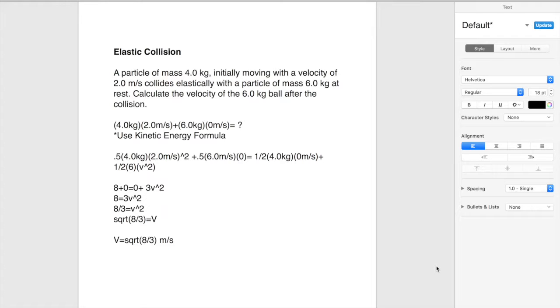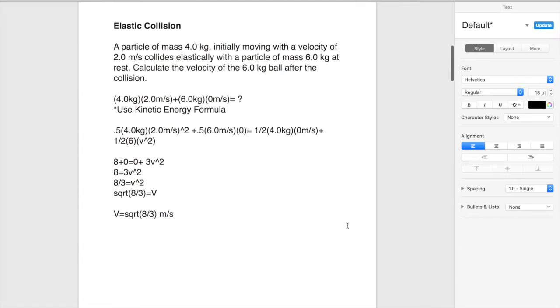So following this, we're able to simplify and receive 8 plus 0 is equal to 0 plus 3 times velocity squared. Further simplifying, we get 8 equals 3 velocity squared. Dividing by 3 to get v squared alone, we get 8 divided by 3 equals velocity squared. Then the square root of 8 divided by 3 is our velocity. So the velocity of the 6 kilogram object is the square root of 8 divided by 3 meters per second.